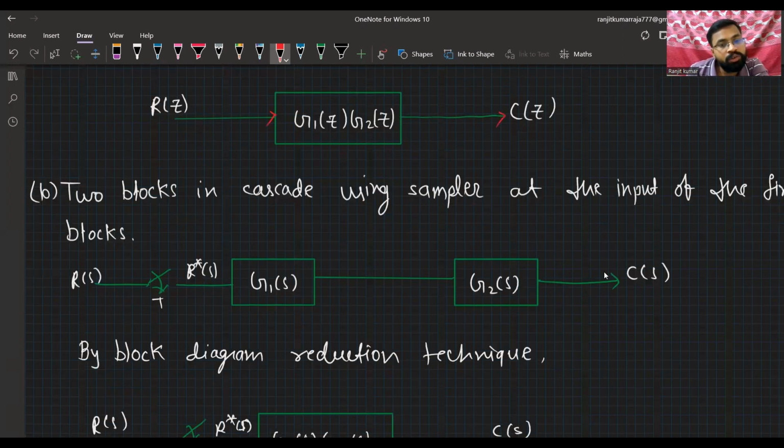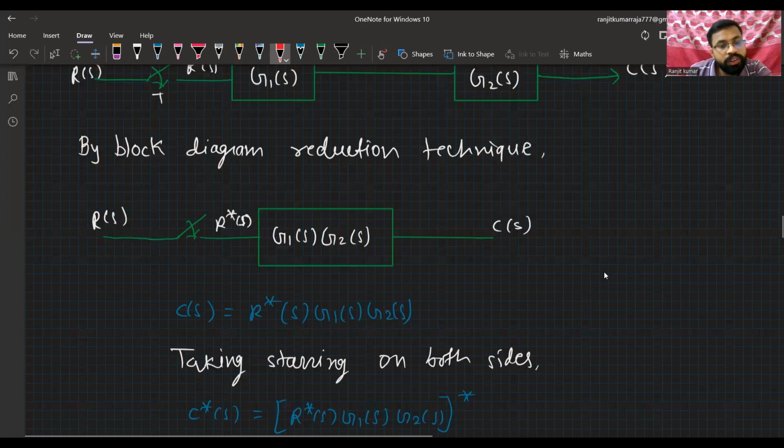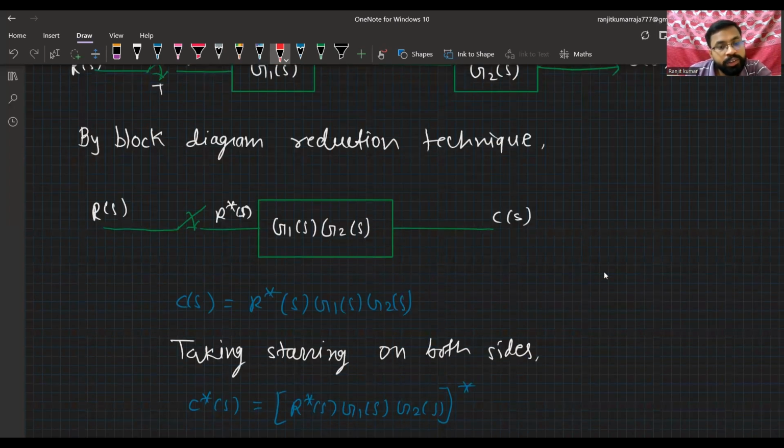Okay, now when we add two blocks in cascade using only one sampler, and that sampler is on the input side, then how will the response become, means the pulse transfer function. So okay, now first we will multiply G1 of S, G2 of S. Okay, we can directly multiply. Okay, now for C of S, first we multiply G1 of S, G2 of S. Okay, so I have multiplied here G1 of S, G2 of S. Now after that, we can write C of S equals to R star of S, G1 of S, G2 of S.